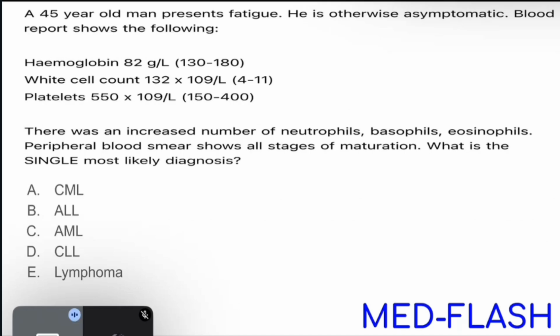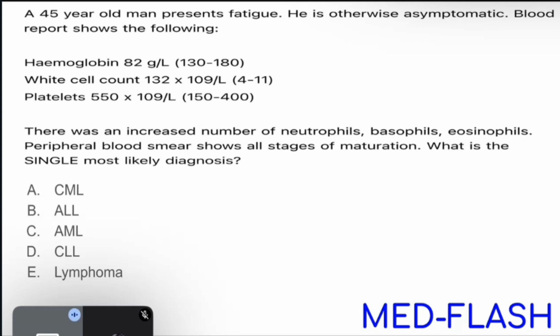Let's see what the question is asking us. A 45-year-old man presents with fatigue. He is otherwise asymptomatic, and blood reports show the following: hemoglobin level of 82, WBC count of 132, platelet count of 550, and there was an increased number of neutrophils, basophils, eosinophils in the peripheral blood smear, showing all the stages of maturation of granulocytes. What is the single most likely diagnosis?